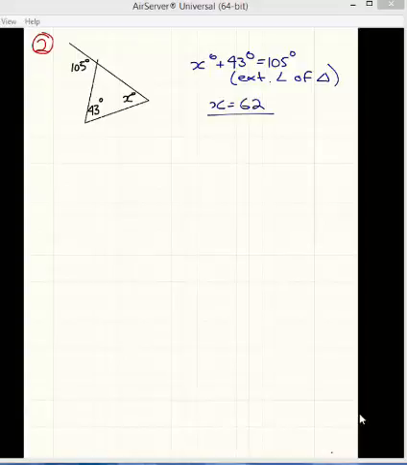Now be very careful when you're doing these proofs, guys. Make sure that you are giving reasons, because if you don't give reasons, you're not going to get your full marks. See you in class.